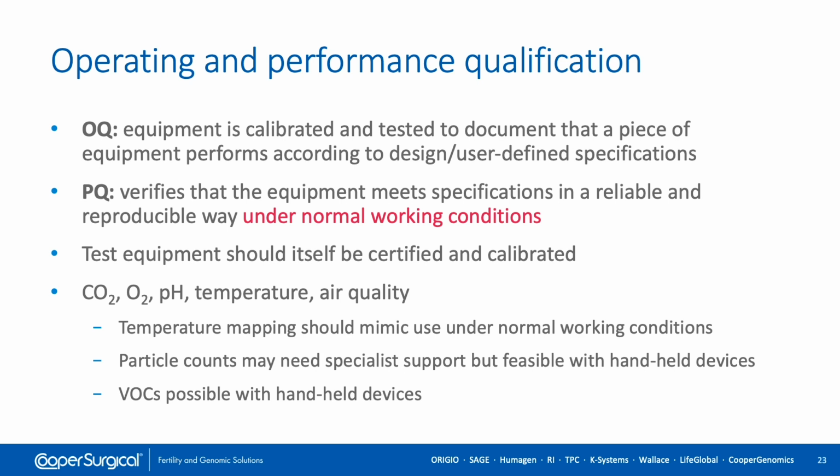Tests can be performed to determine that the equipment is working correctly, termed operational qualification, and then repeated under normal working conditions to show that this is reproducible, termed performance qualification. Note that any devices used to perform the testing must be certified and calibrated. One would expect all key parameters to be tested, including carbon dioxide, oxygen, temperature, and air quality.